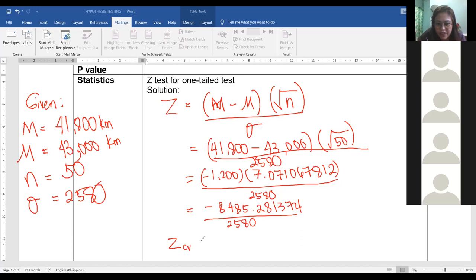2,580. The Z computed value ni siya, ha? Divided by 2,580. Let's round it off to two decimal places. Negative 3.29. So this is negative 3.29. This is our computed value, computed na score sa z-test. So, that one, negative 3.29. So, yeah, if you want to copy, you can copy.